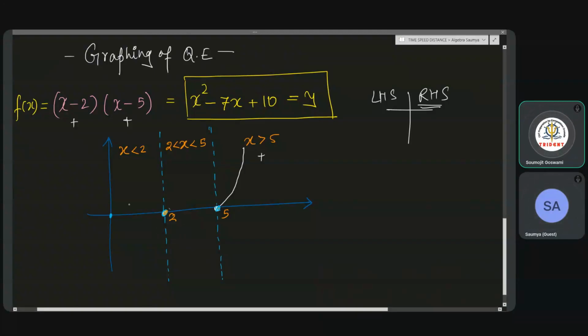There will be multiple more also. If it is a cubic or a biquadratic, there will be more critical points. But as of now, I'm just looking at, let's say, 3, 4 till 5. What I'm trying to tell you is that if I take a point, let's say 4, is 4 more than 5 or less than 5? 4 is definitely less than 5.